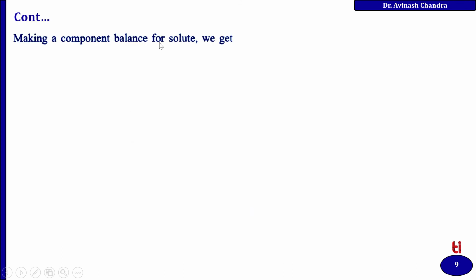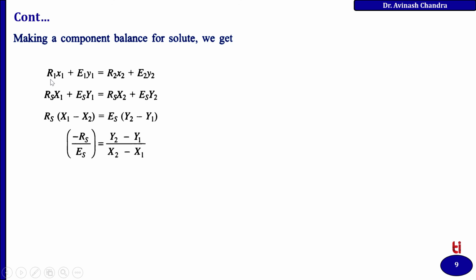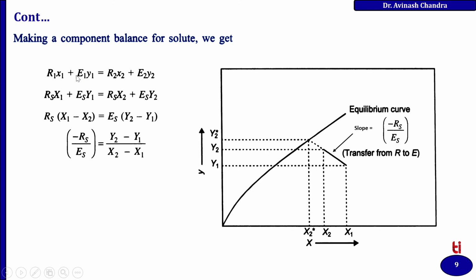So making a component balance for solute, we get R1 X1 plus E1 Y1 equal to R2 X2 plus E2 Y2. In terms of mole ratio, RS capital X1 plus ES capital Y1 equal to RS capital X2 plus ES capital Y2, so RS (X1 minus X2) equals ES (Y2 minus Y1). Rearranging, minus RS upon ES equal to (Y2 minus Y1) upon (X2 minus X1).